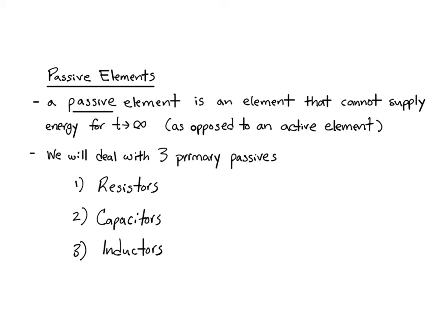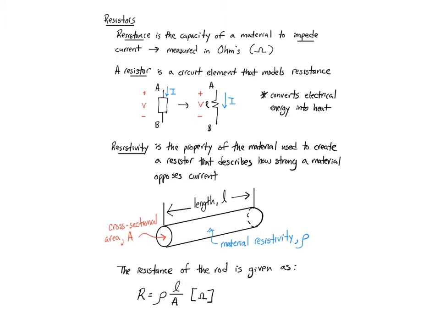So we will deal with three primary passives: resistors, capacitors, and inductors. Okay, starting with the resistor. Resistance is defined as the capacity of a material to impede current. We measure this in units of ohms, which uses the Greek symbol omega. A resistor is merely a circuit element that models this behavior, this resistance.